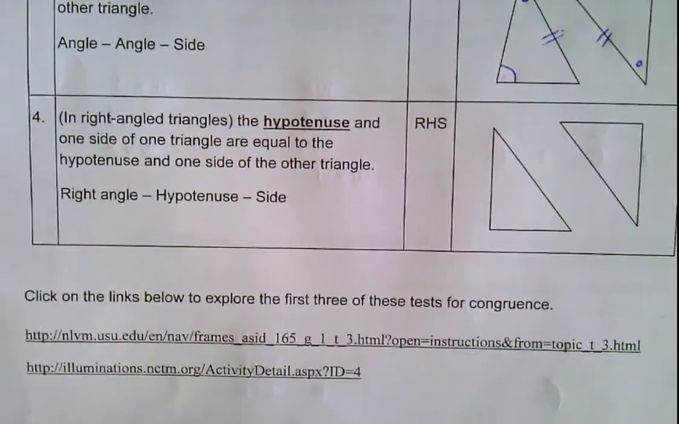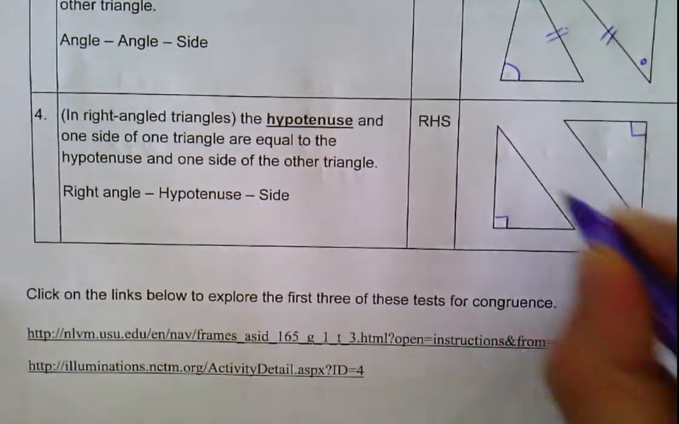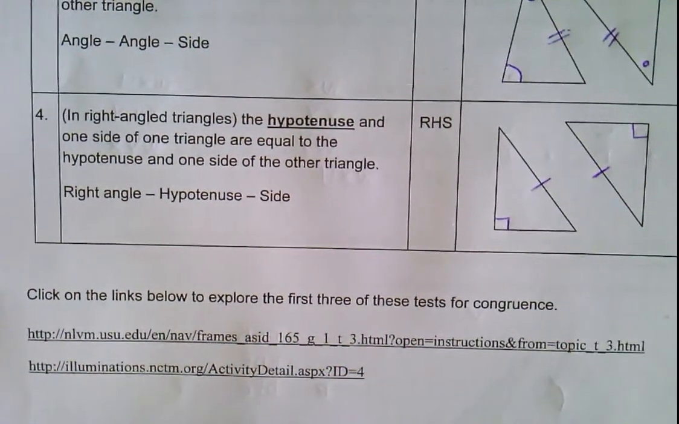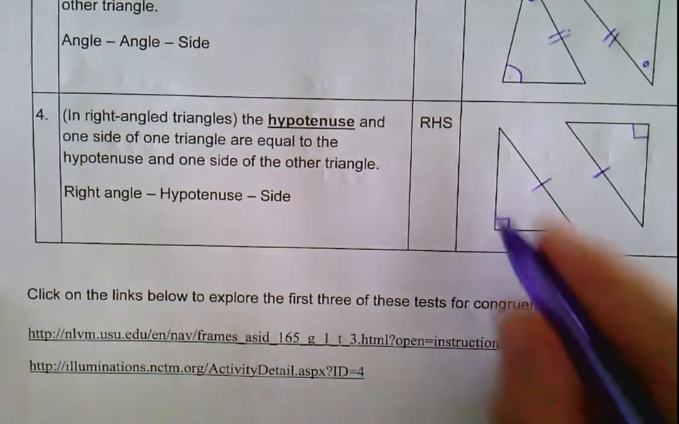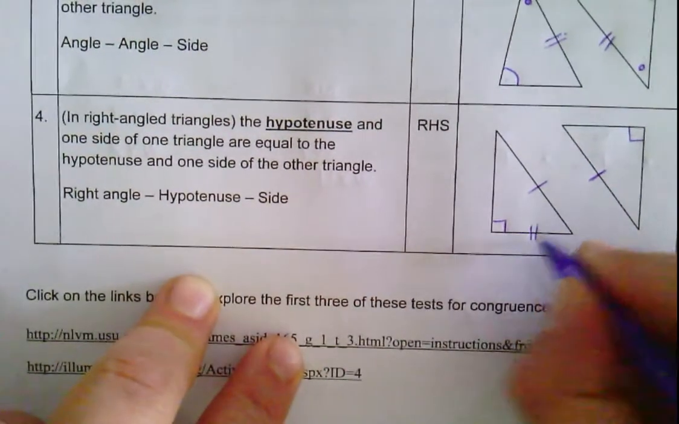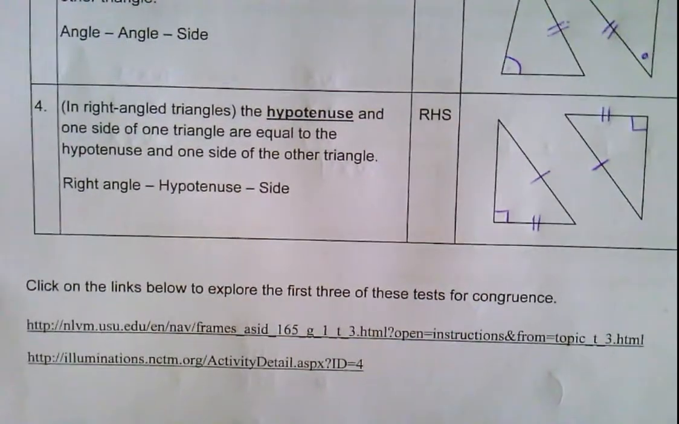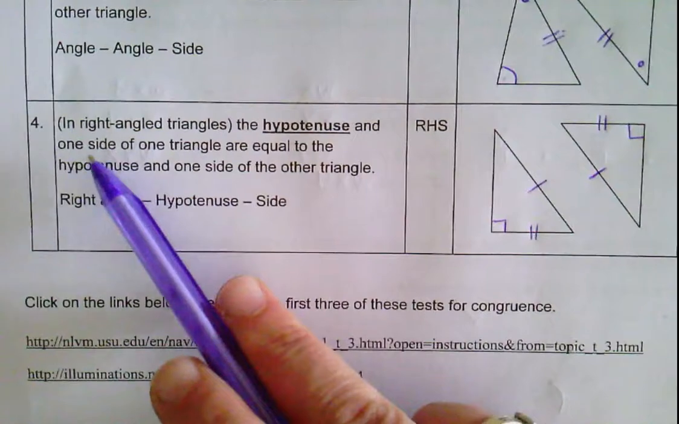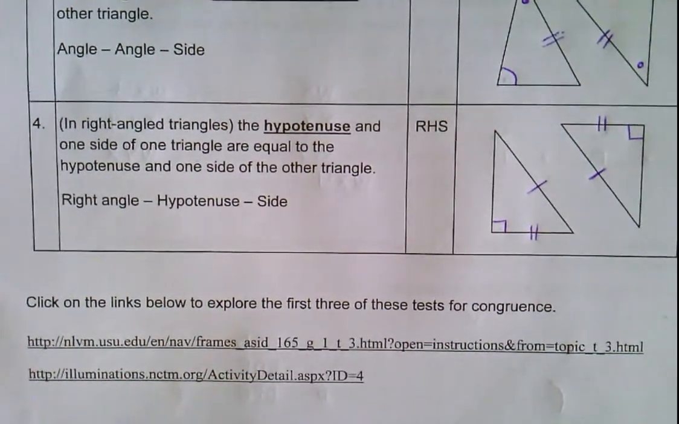And the last one is for right angle triangles. So it's right angle for R, hypotenuse is the H, and S is any other side, but of course it has to be the matching side. So we're going to go the longer side or the shorter side of the remaining ones. I don't mind what you do. So let's go the shorter one. So double dash has to mark this, has to match that one. So in right angle triangles, the hypotenuse and one side of one triangle are equal to the hypotenuse and the other side of the other triangle.